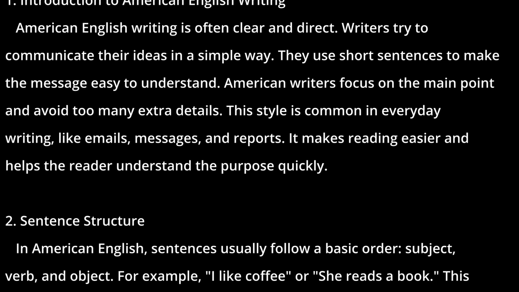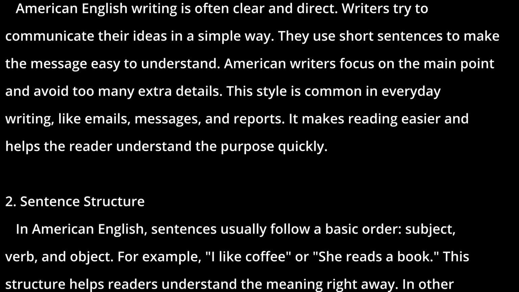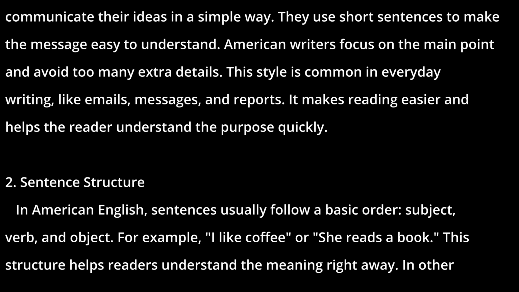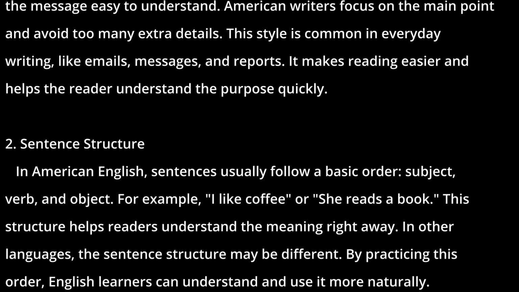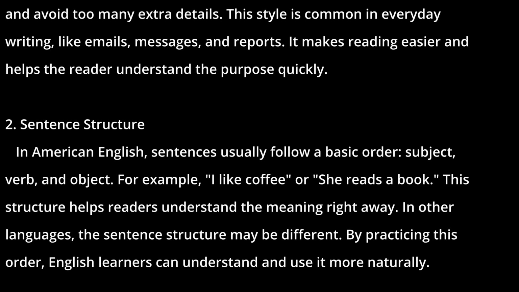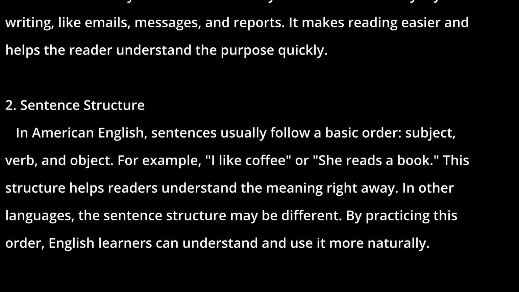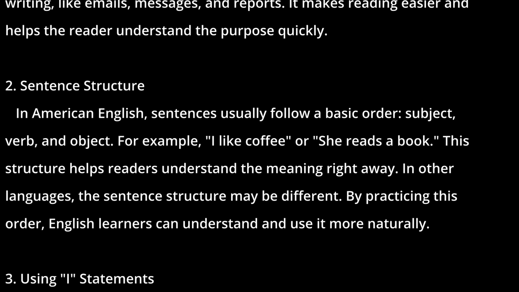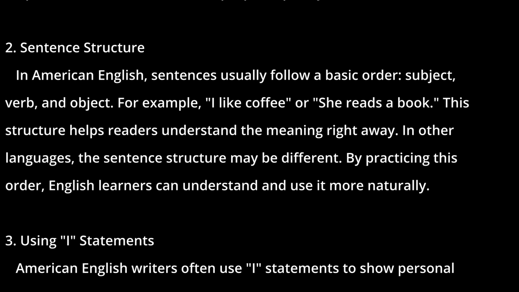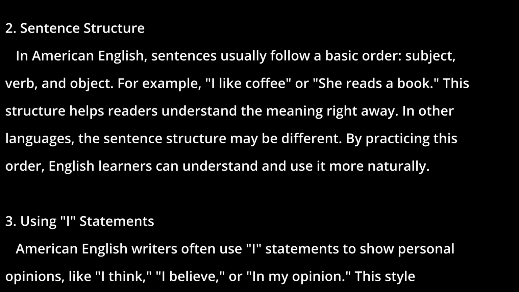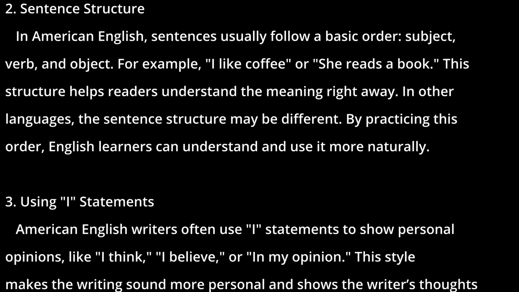2. Sentence structure. In American English, sentences usually follow a basic order: subject, verb, and object. For example, I like coffee, or she reads a book. This structure helps readers understand the meaning right away. In other languages, the sentence structure may be different. By practicing this order, English learners can understand and use it more naturally.